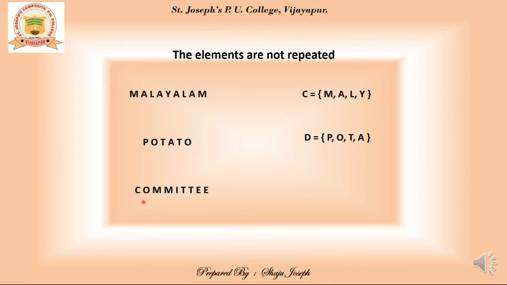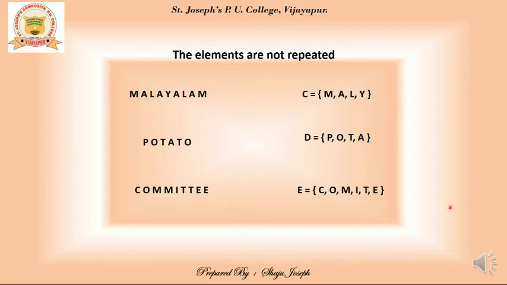The word is committee. If you write the letters of the word committee in a set, that will be set E contains C, O, M. However, the second M is omitted here. I, being a new letter, is written. T is written only once because out of the two T's that you see here, only one will be written. The other one will not be repeated. And E is repeated twice in the word. However, in the set, it is written only once. So you find that the letters are not repeated.